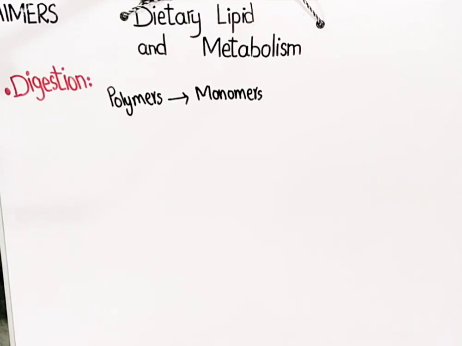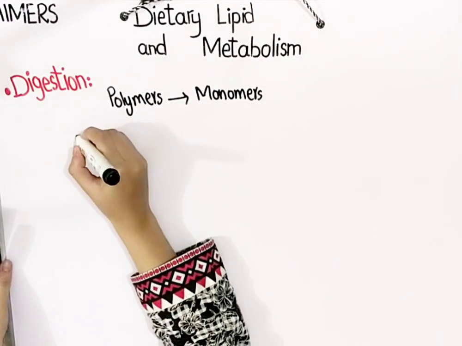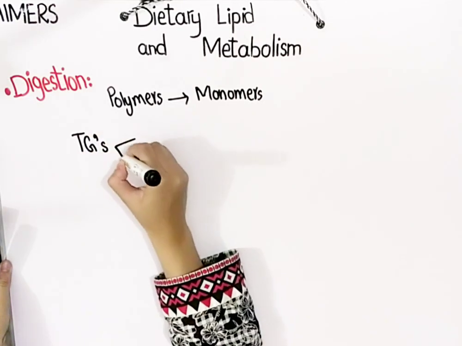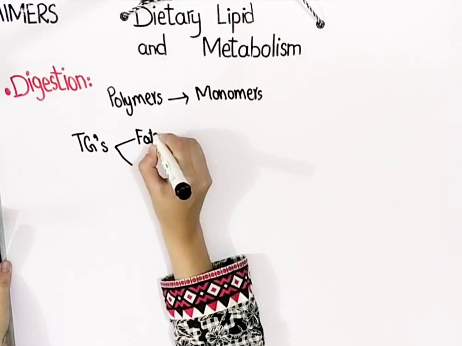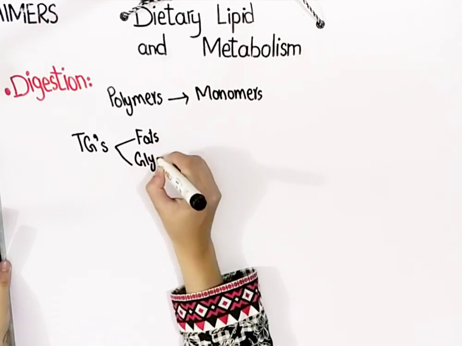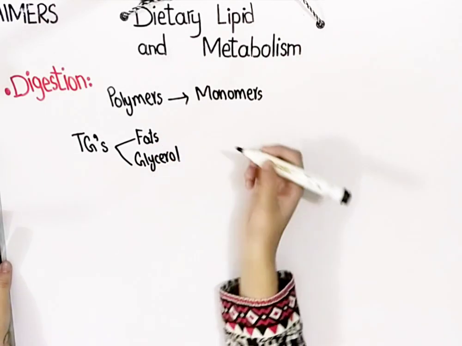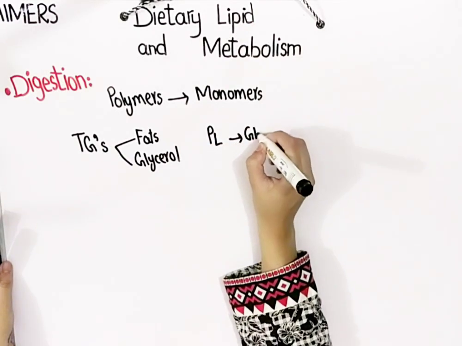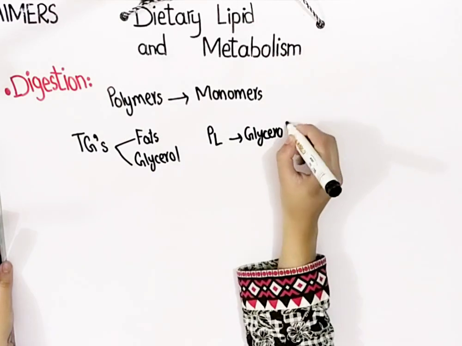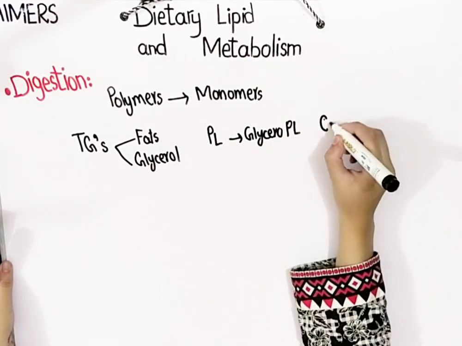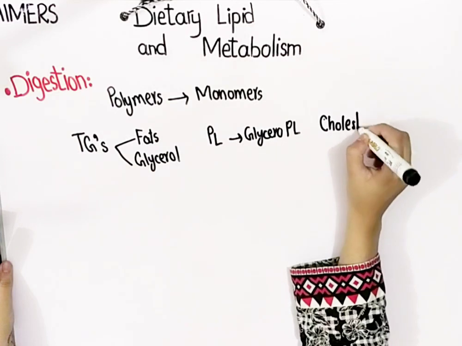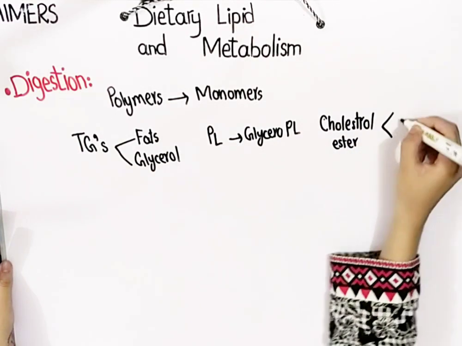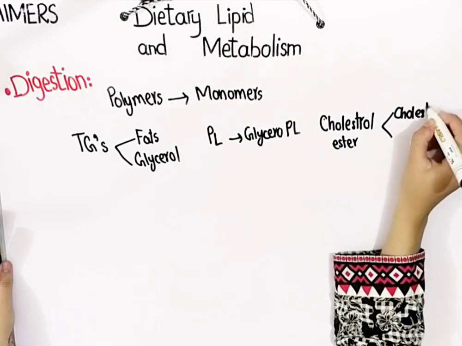Okay. Now, what were the dietary lipids we studied about? We studied TGs, triglycerides. Triglycerides will be broken down into fatty acids and glycerol. Similarly, we studied phospholipids. Phospholipids will be broken down into glycerophospholipids. We'll study about it later. Similarly, if we have cholesterol ester, that would be broken down into cholesterol and fatty acids.